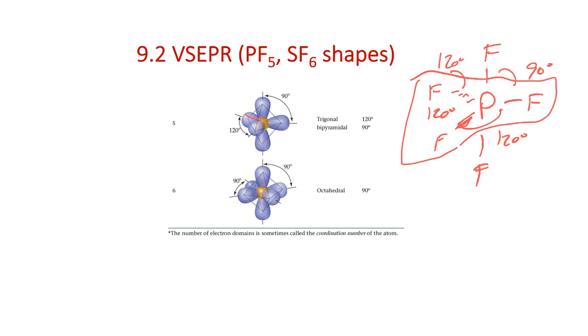So you get a trigonal plane connection here, 120 degree bond angles, axial plane, 90 degree bond angles. So this would be an axial position, and then these fluorines are said to be on the equator. So these are the equatorial fluorines. We'll see why that matters on the next slide or in a couple of moments.